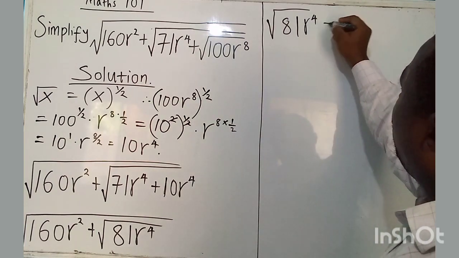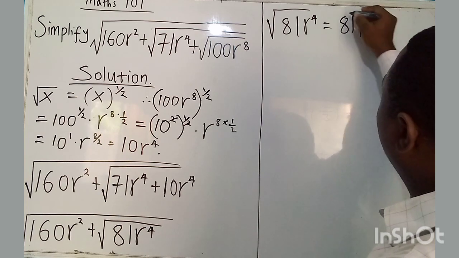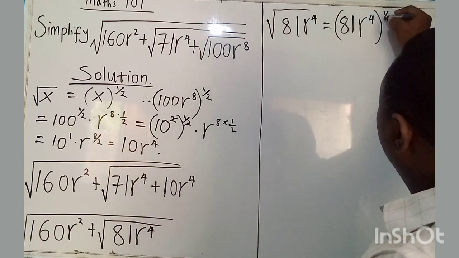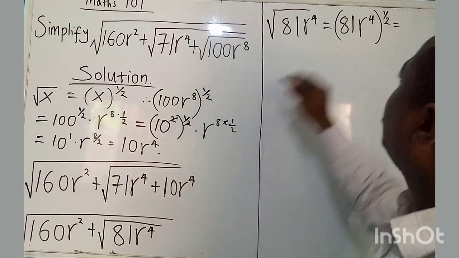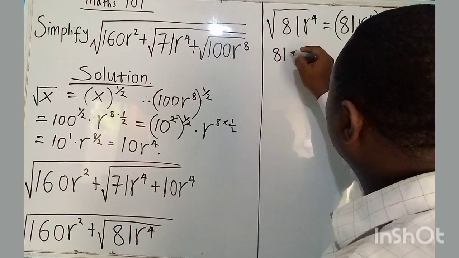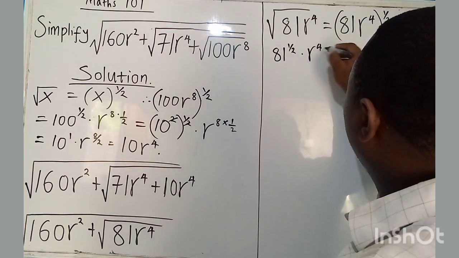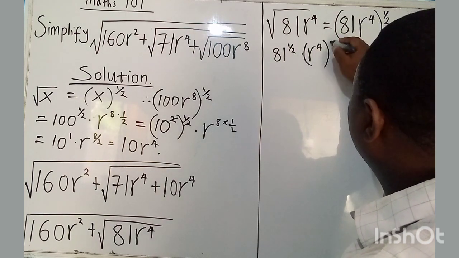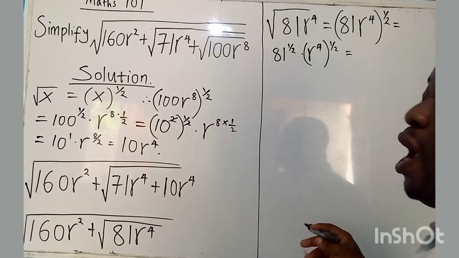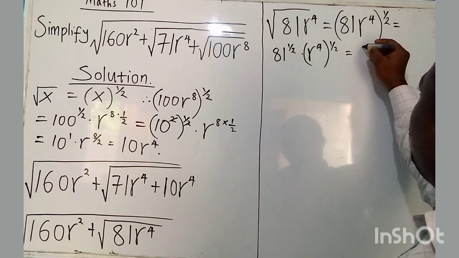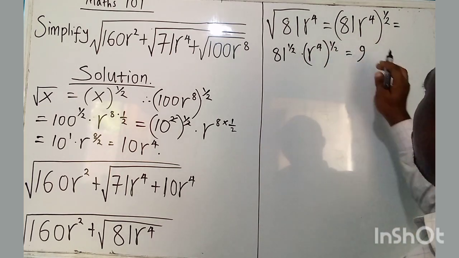x to the power of 4 is the same thing as 81 x to the power of 4 all to the power of 1 over 2. And like I did to this one, I'm going to bring out 81, distribute the half, multiply by x to the power of 4 times half. Then 81 to the power of half means the square root of 81. The square root of 81 is 9. Then x to the power of 4.